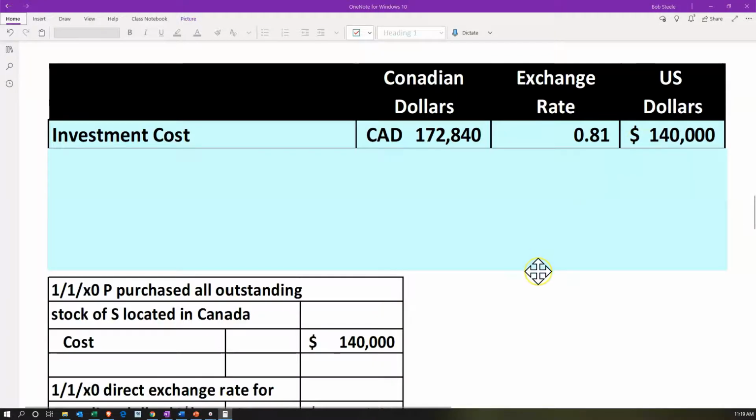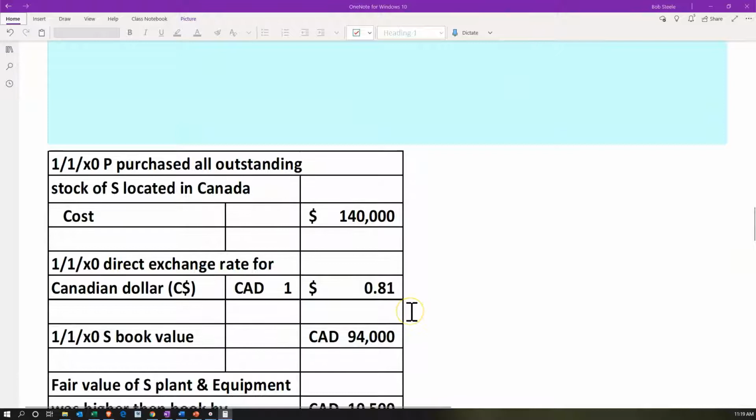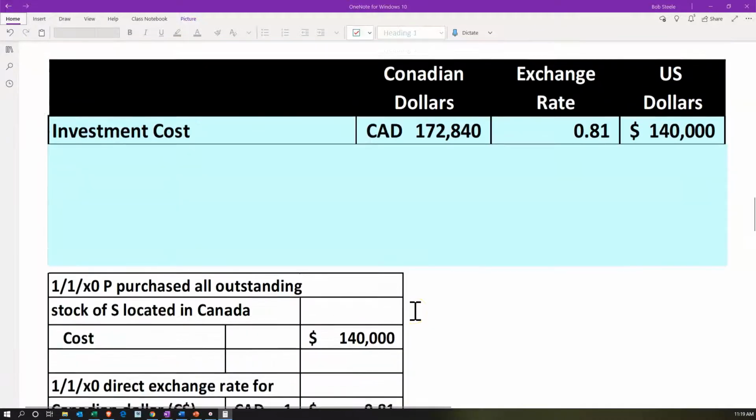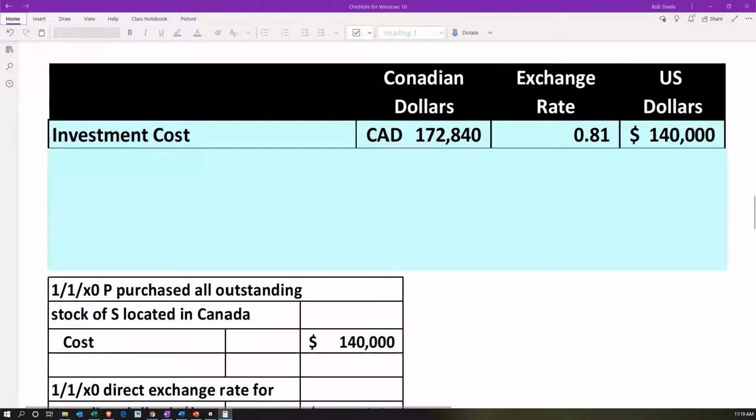We're then going to use the exchange rate, the 0.81, which was the exchange rate on 1/1, the point in time that this took place. That exchange rate is usually used when you go from Canadian dollars to US dollars, but we're just going to divide to go the other way. So we take the 140,000 divided by the 0.81, and that gives us about 172,840. There will be rounding involved here, so bear with us and note that the rounding will throw things off just a tad.